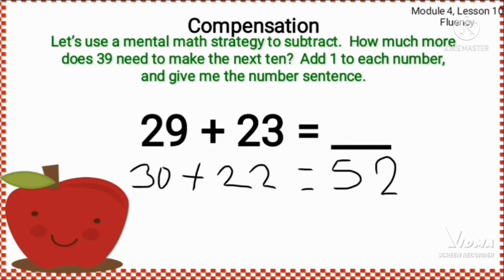So 29 plus 23, I need 1 to make 29, 30. I'll collect that 1 from 23. And if I take 1 from 23, it will remain 22. So my new sentence will be 30 plus 22. You get your answer, 52. And it is true. 29 plus 23 is 52.